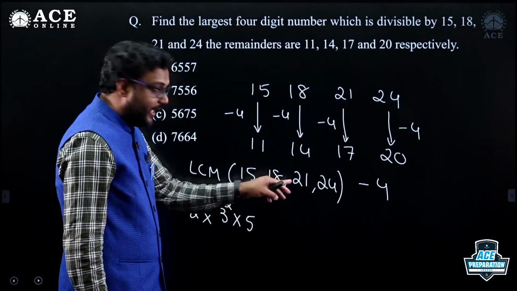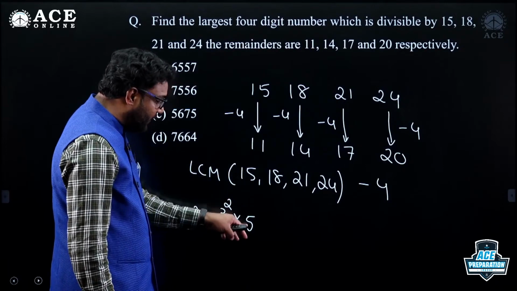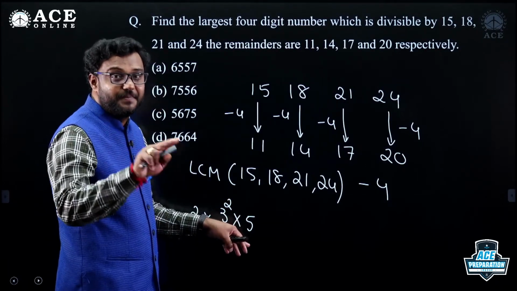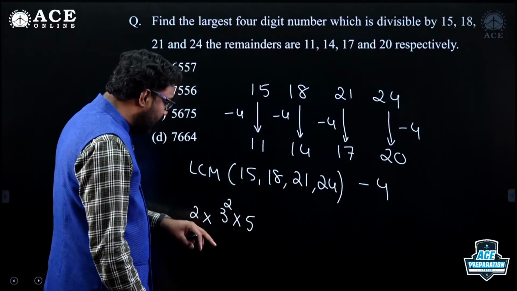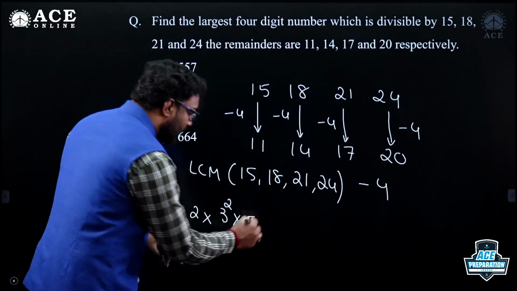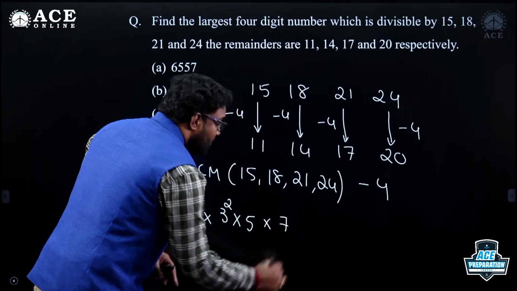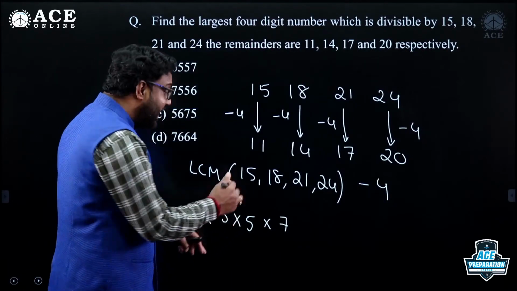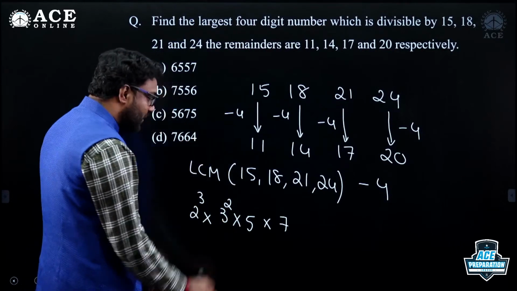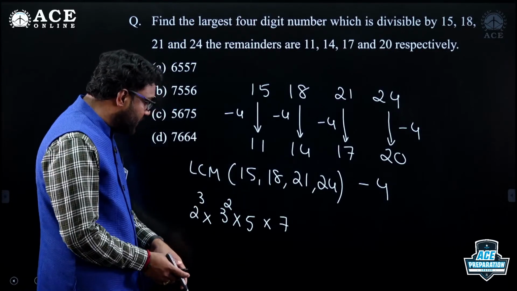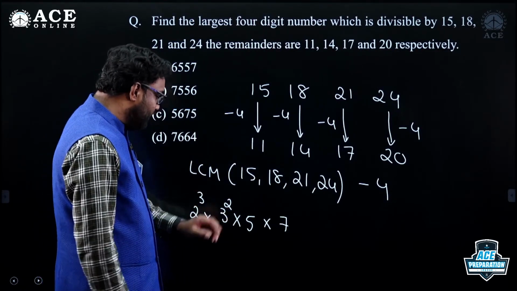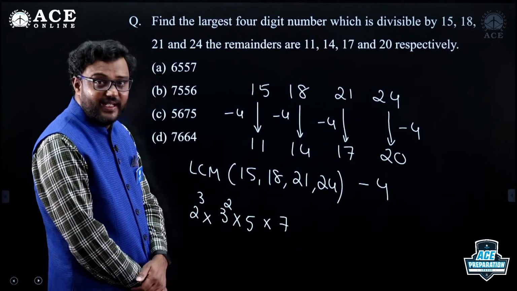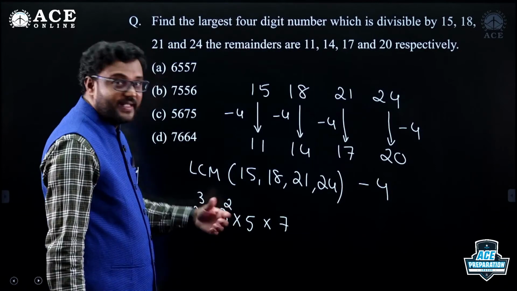18 is 2 into 3 square. 15 is 3 into 5, 3 and 5 involved, but we take the highest power for each prime number. 21 is 3 into 7, 3 already there, and 7. 24 is 3 into 8, 3 already there, and 8 means 2 cube. So this is the LCM for this one, my dear friends. Now 8 into 5 is 40, 40 into 9 is 360, and 360 multiplied with 7.